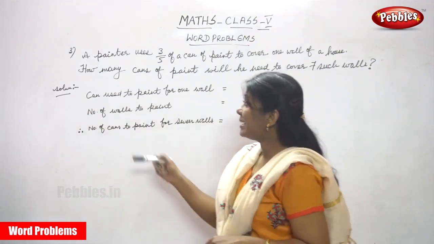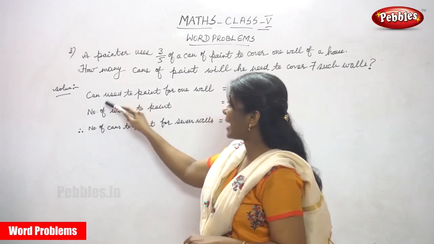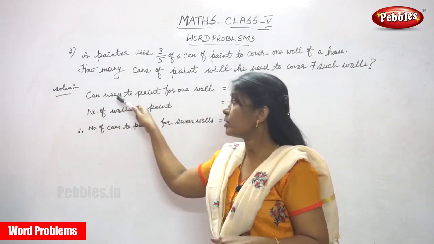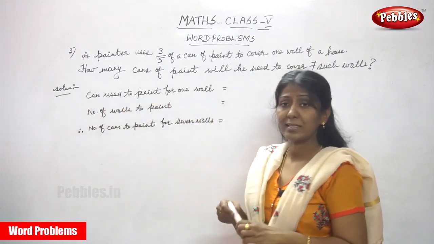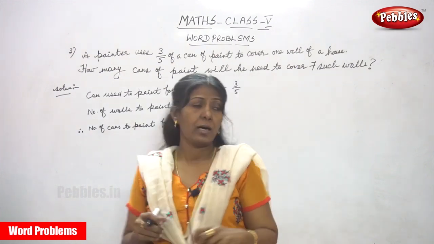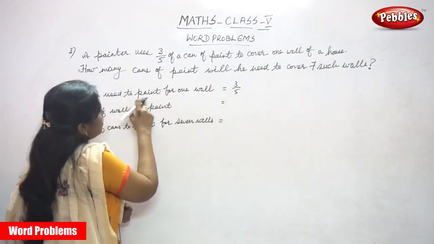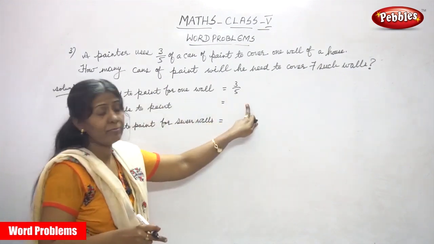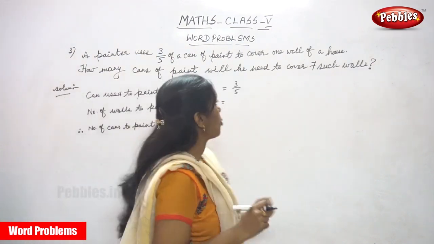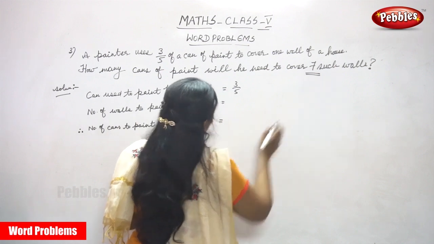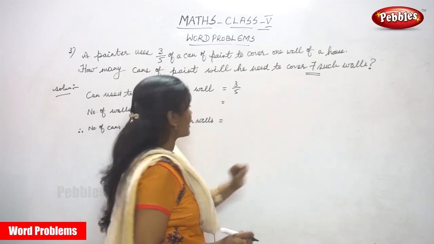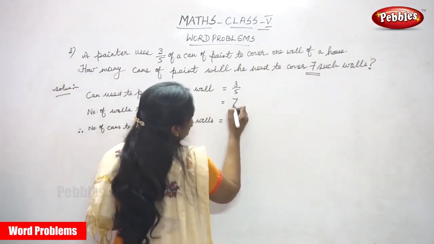The solution is in cans. Can used to paint for one wall is 3 by 5, a fraction. Next, number of walls to paint is 7 walls. They asked how many cans of paint will he need to cover 7 such walls. That means number of walls to paint is 7 walls.